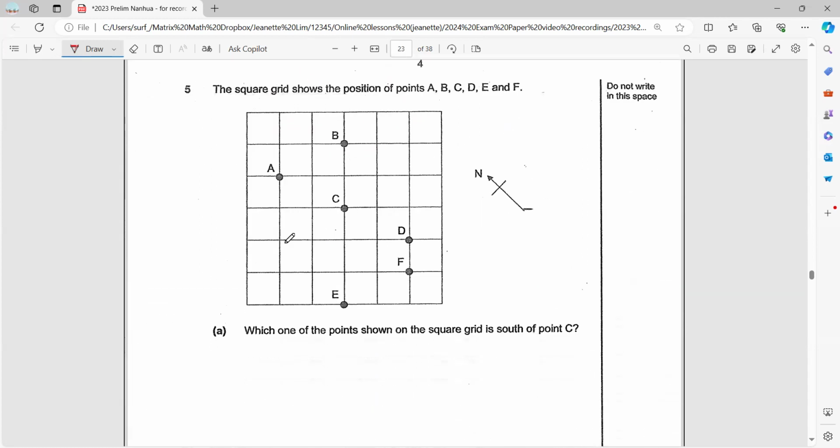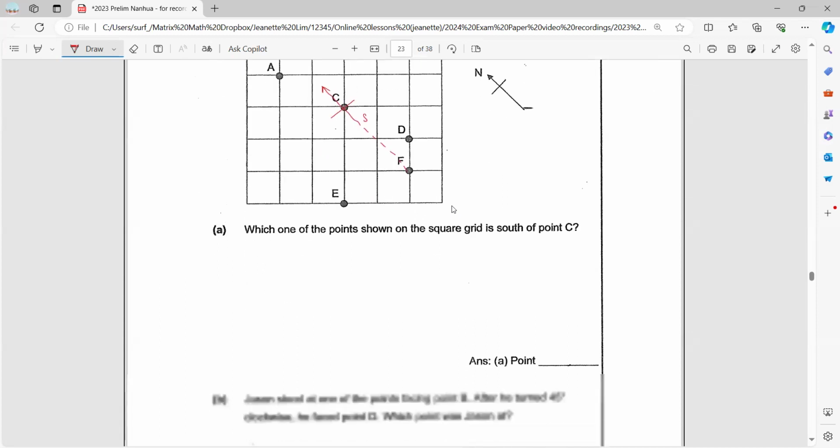Question 5, square grid shows the positions of A, B, C, D, E, and F. Which one of the points shown on the square grid is the south of C? So take note, the north is not in the usual direction. It's pointing this way now. If that's the north, then this is the south. Okay, so which one? It's F. All right, so point F.